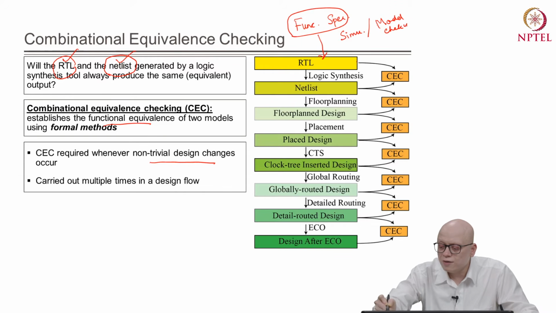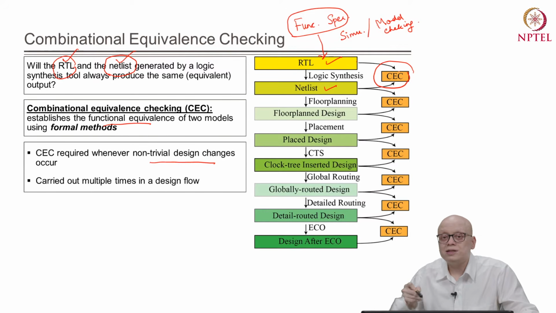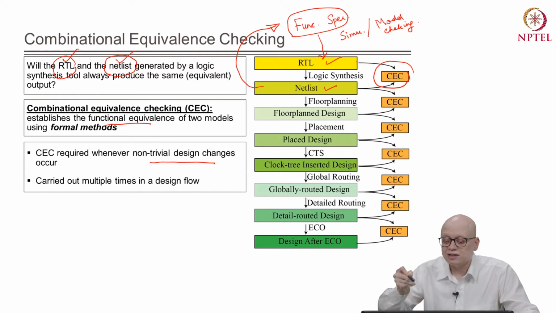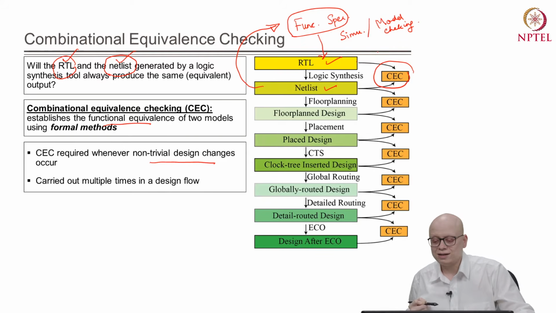Now, after we have got this RTL, we do logic synthesis, and then after doing logic synthesis, we do an equivalence checking between an RTL model and the netlist. And if we establish the equivalence, we in a sense also establish that our netlist is meeting our functional specification. Why? Because our RTL was originally meeting our functional specification as verified by simulation and model checking.